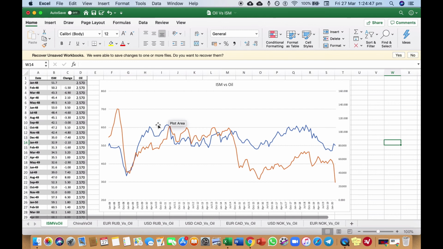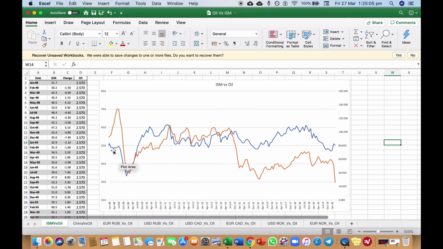And if the US economy is growing, oil demand's increasing. If oil demand's increasing, oil prices are rising, and then we want to be buying the commodity currencies. On the flip side, if the US economy is slowing, the world is slowing, lesser demand for oil, lower oil prices, and we want to sell the commodity currencies.